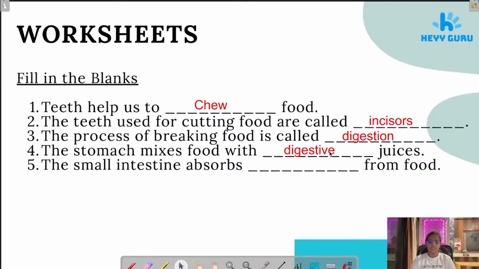Okay, now your next question is: the small intestine absorbs dash from food. Small intestine absorbs what from food? There are two organs: one is the small intestine, and the second is the large intestine. So the small intestine absorbs what?